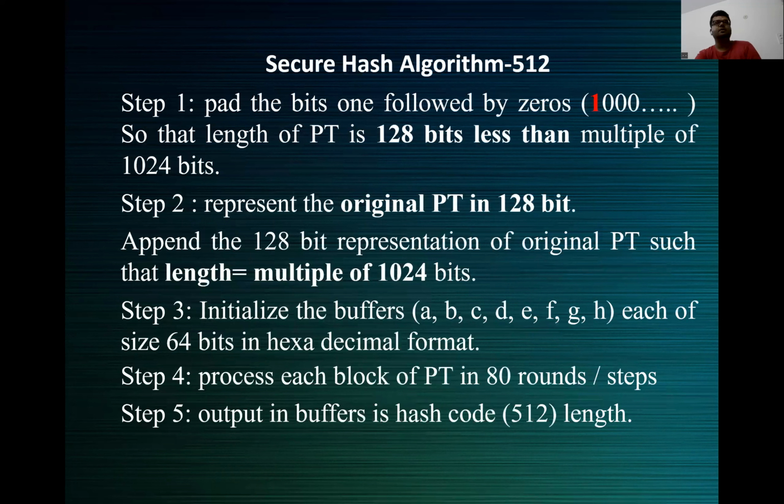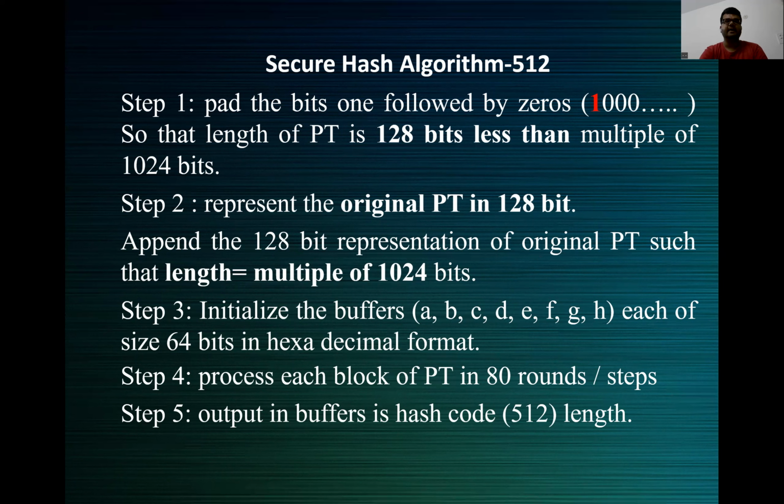So moving on to the steps. First, we pad the bits with a 1 followed by zeros, so that the length of the plain text is 128 bits less than a multiple of 1024 bits. In step 2, we represent the original plain text length in 128 bits, then append the 128-bit representation of the original plain text length such that the total length is a multiple of 1024 bits.